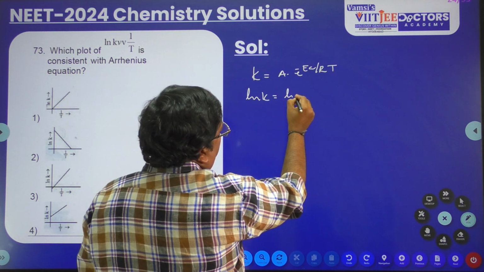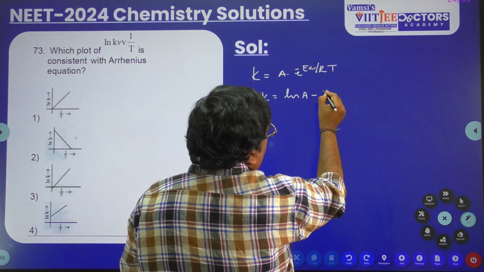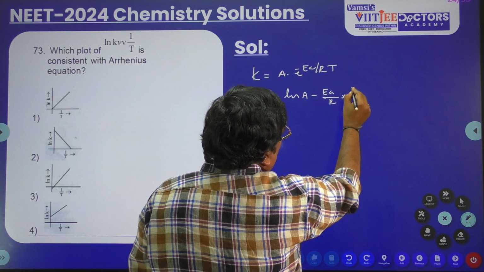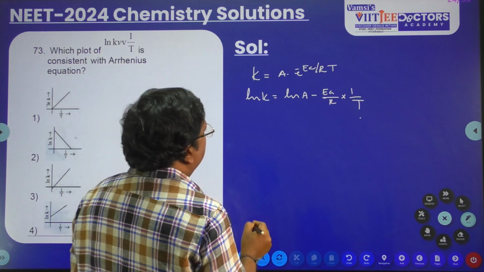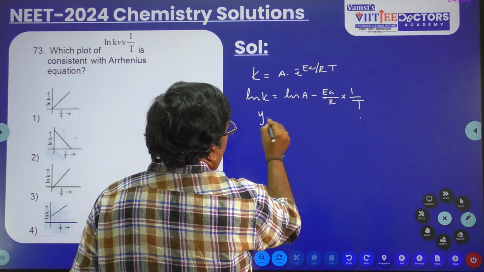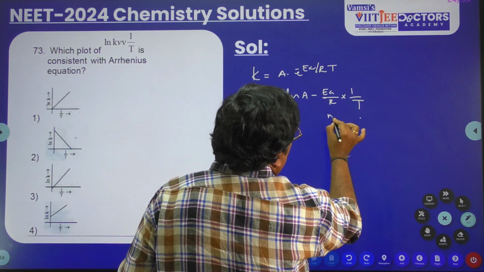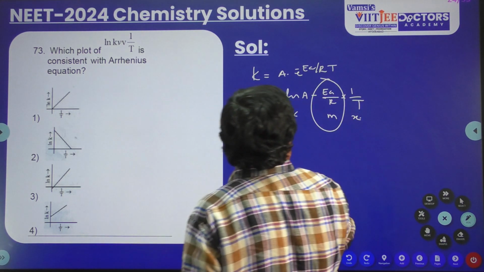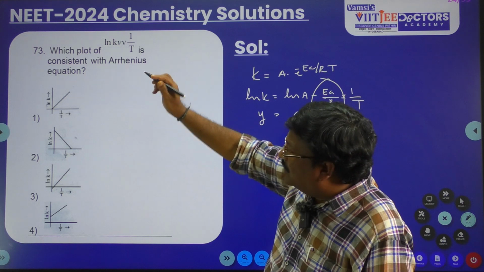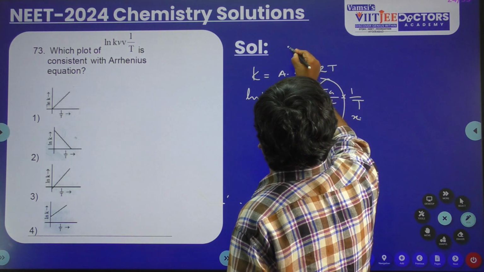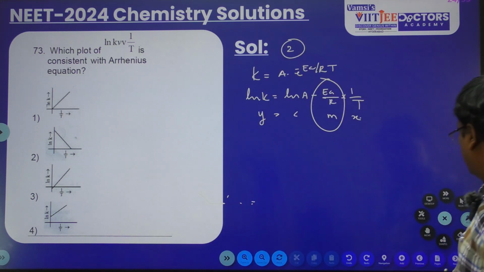ln K equals ln A minus Ea by RT, plotted against 1 by T, right? Here, what has been given? The slope: ln K, y equals mx plus c, right? It is a negative slope. Negative slope is given in only one option, that is the second option.